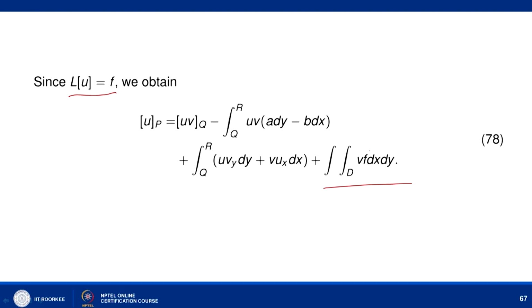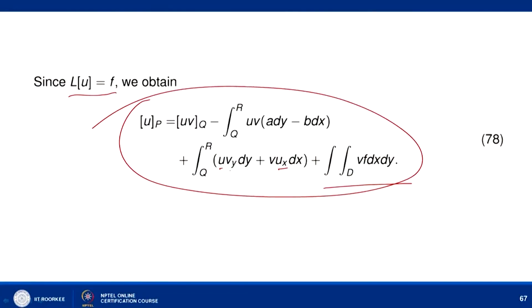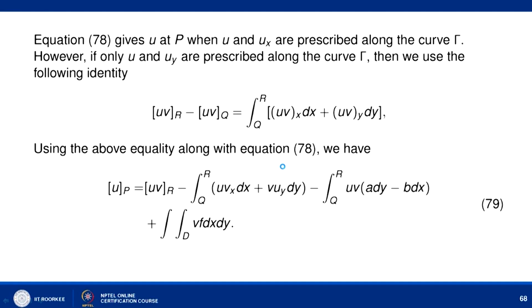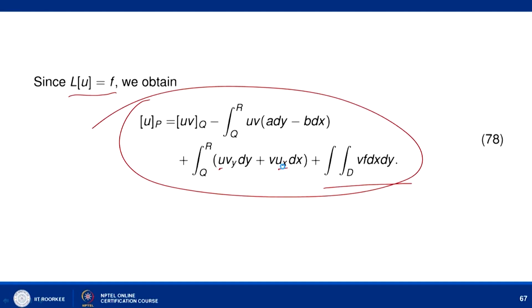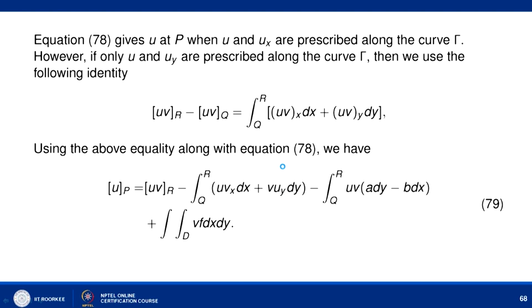So, f is known, V is known, and uv is known. And u and u_x are known to you on the initial curve. So, by equation 78 you can find the solution u at point P using this formula, but here we have used only the condition u and u_x on your initial data. Now, it may happen that on the initial curve you know only u and u_y rather than u and u_x. So, if you know u and u_y only, then we cannot use equation 78 to find the solution u at P.